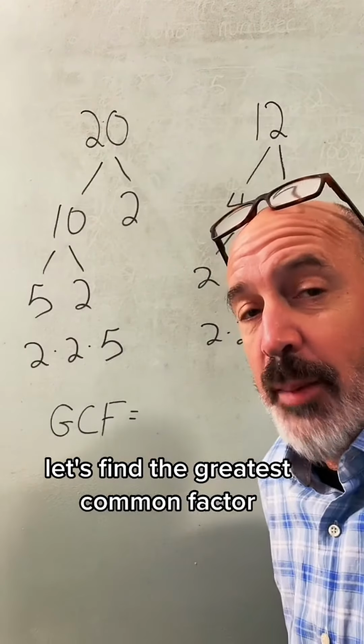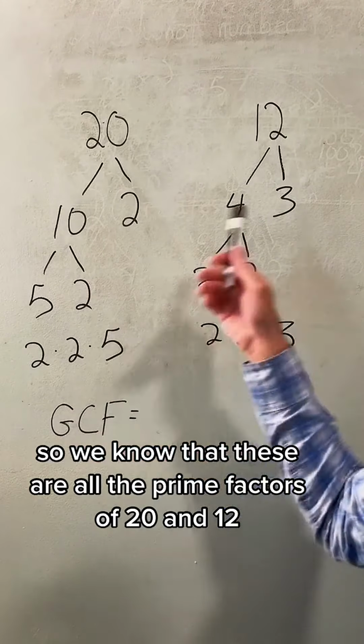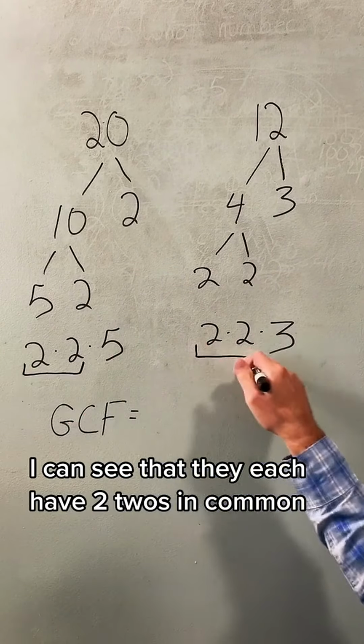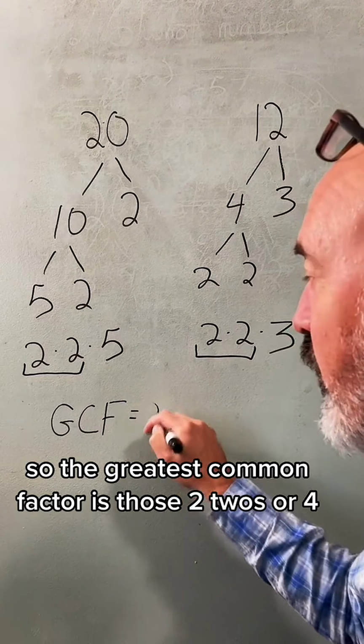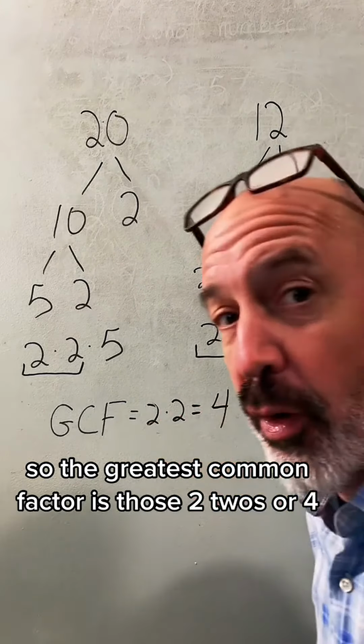Let's find the greatest common factor. So we know that these are all the prime factors of 20 and 12. I can see that they each have 2 2's in common. So the greatest common factor is those 2 2's, or 4.